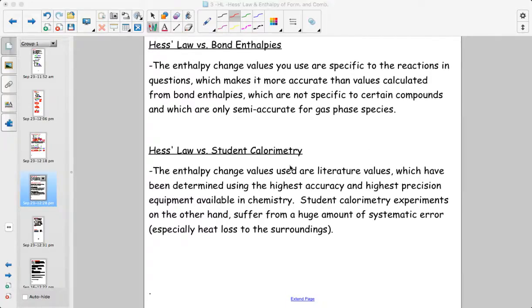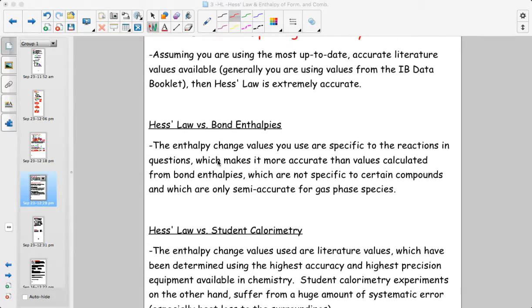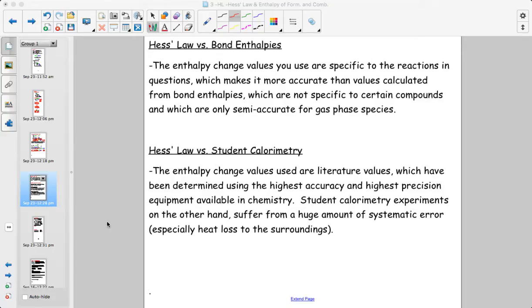And comparing it to using your own calorimetry data, we know that your own calorimetry data has a huge amount of systematic error, especially heat loss to the surroundings. So Hess's law is based on much more accurate experimental data, and so it gives you a much more accurate value in the end. Of all the methods that you learn, because it's based on accurate literature values, it's going to give you the best and most accurate answer for your questions.